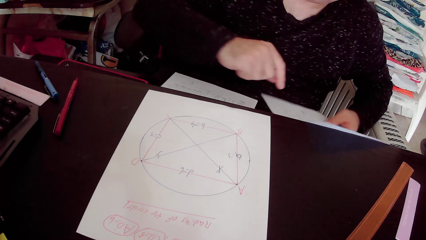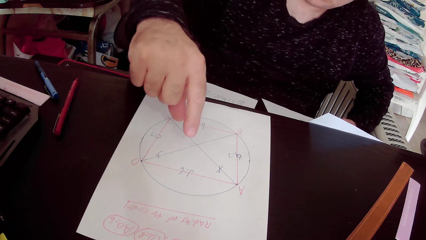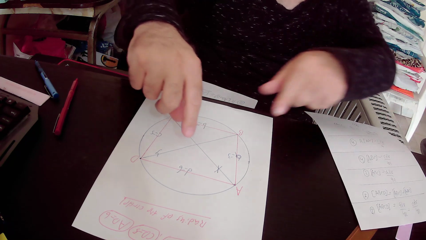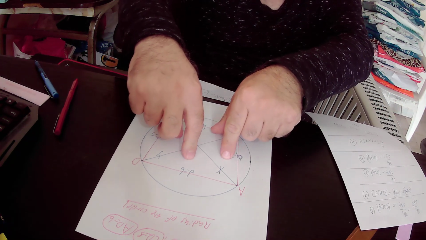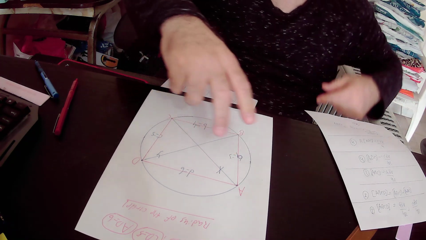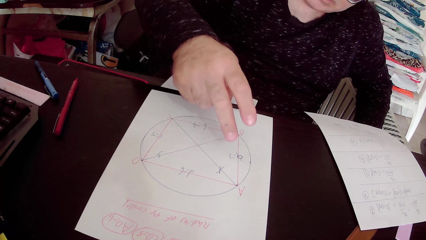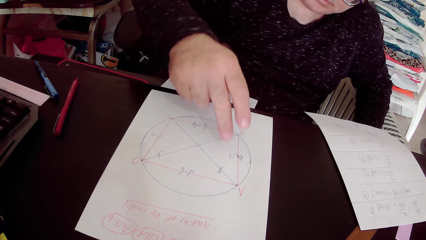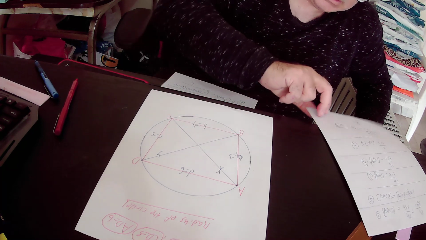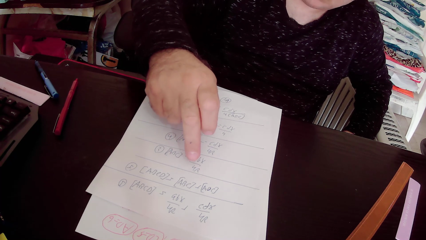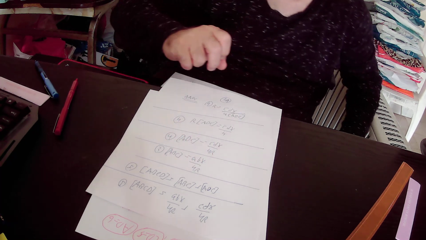Here, if we combine triangle ABC with triangle ADC, if we combine those two triangles together, we will get quadrilateral ABCD. Therefore, the area of quadrilateral ABCD will be equal to the area of triangle ABC plus the area of triangle ADC.